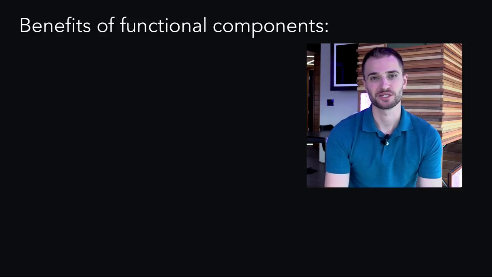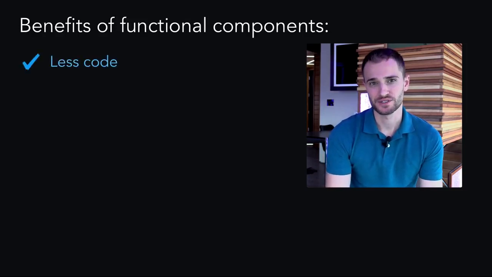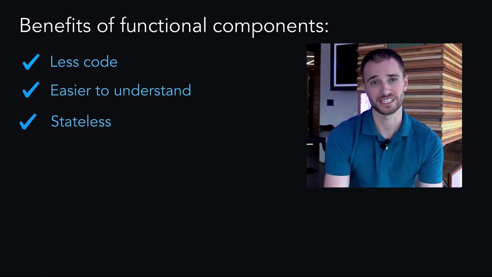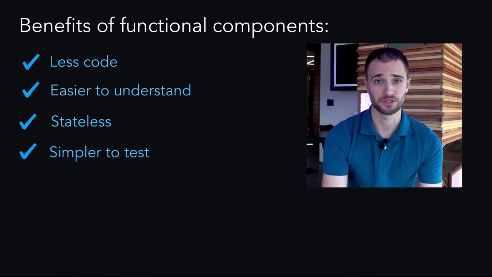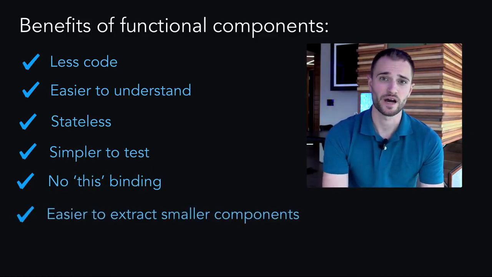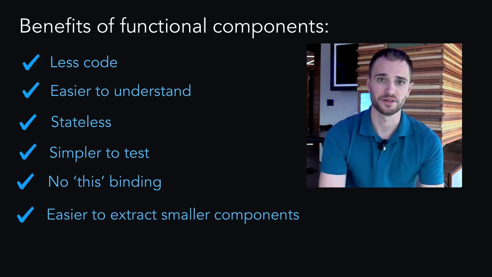The benefits of functional components are, there's less code, so it's easier to understand. The component is stateless, so you don't accidentally store state on a component that you shouldn't. The component is simpler to test, there's no this binding, and it's easier to see when and where to extract smaller components. Which leads me to tip 2.